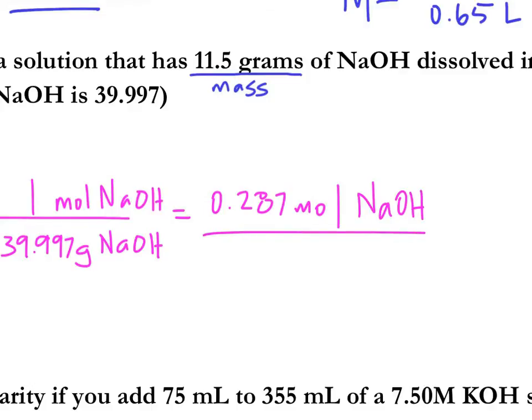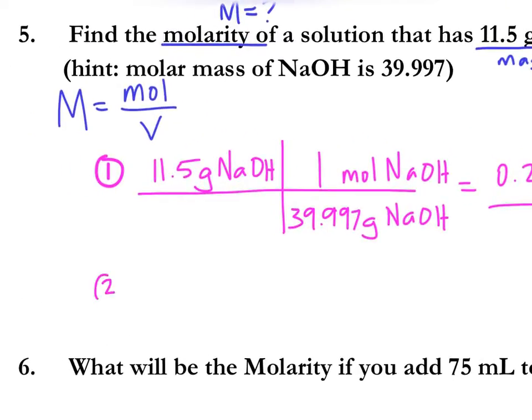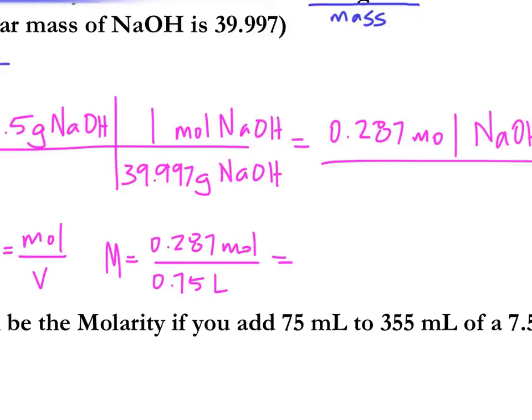Now, that's just the first step in finding my answer. My second step is to take what I just found, the moles, and plug it into my equation that we wrote up here. So, molarity equals moles divided by volume. Well, we now found, using our conversion up above, that we have 0.287 moles, and in our problem, it told us that we had 0.75 liters. So when I calculate my molarity, I get 0.38.